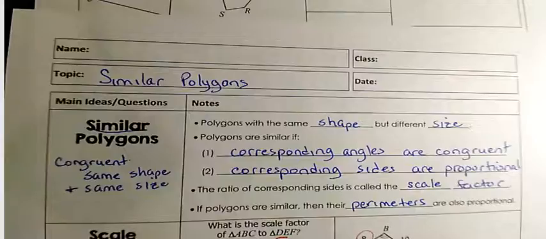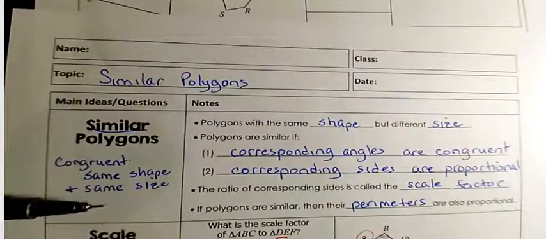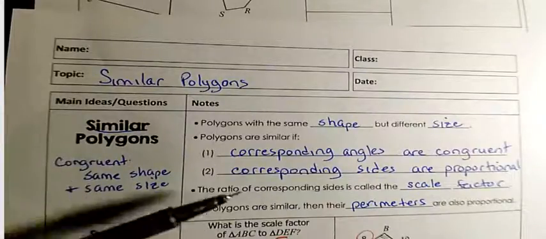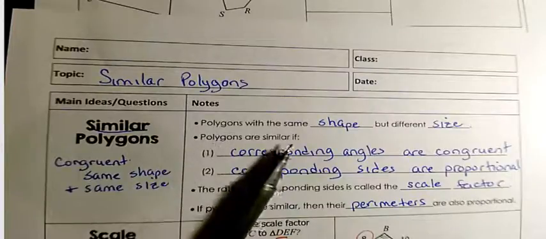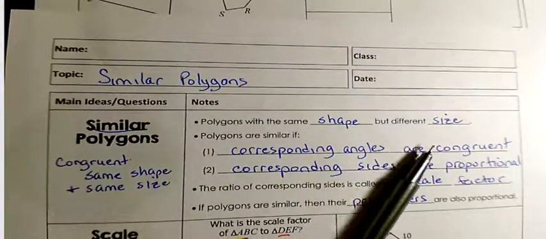All right, hello. We're going to start today with similar polygons. Now, there's a couple of things as we get started that you want to recognize: the difference between similar and congruent. Congruent was the same shape and the same size. We've already talked about that in class. Similar is when they have the same shape, but they have a different size.